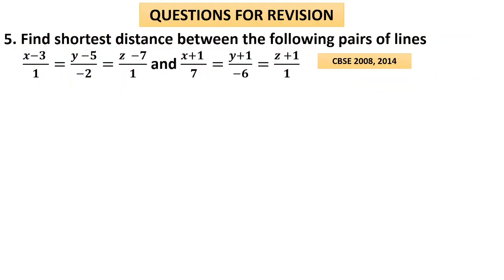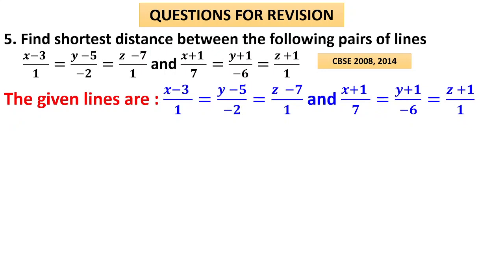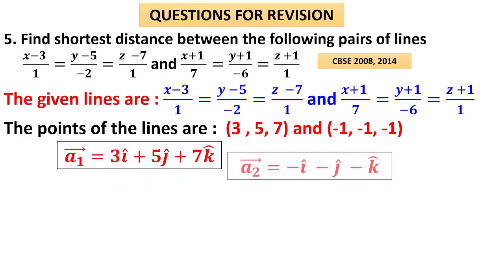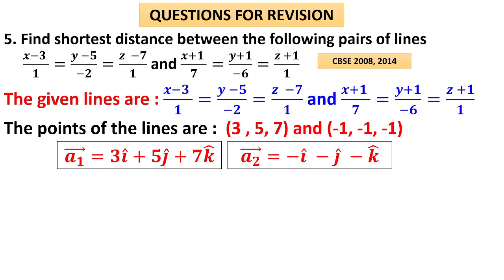Well, now go to question number 5 from the 2008 and 2014 question papers. Find the shortest distance between the following pairs of lines. I have checked it. The lines are in standard form. Therefore, the points are 3, 5, 7 and minus 1, minus 1, minus 1. Identify it carefully. Now I have written A1 and A2. That's all very simple. 3, 5, 7, therefore 3i plus 5j plus 7k. Minus 1, minus 1, minus 1, therefore minus i minus j minus k.